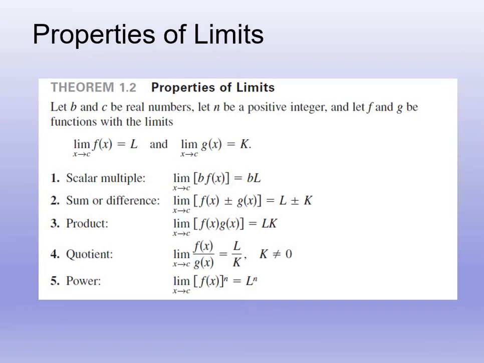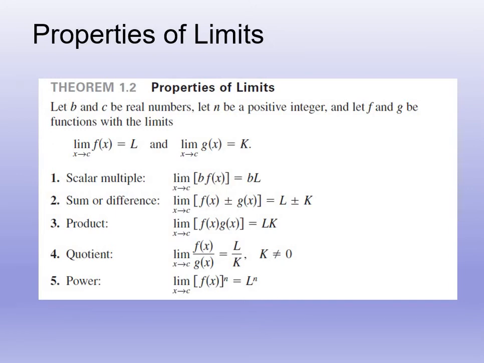We would either add or subtract the two limits, where L is the limit of f of x, and k is the limit of g of x, as x approaches c for both of those. Same with the product. We could take the limit of f of x as x approaches c times the limit of g of x as x approaches c, and we would multiply our two limits. Same with the quotient rule. The limit of f of x as x approaches c divided by the limit of g of x as x approaches c. Once again, the limit of f of x is L and the limit of g of x is k, as long as k cannot be 0 because we would have division by 0.